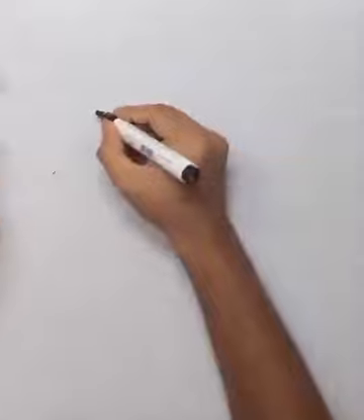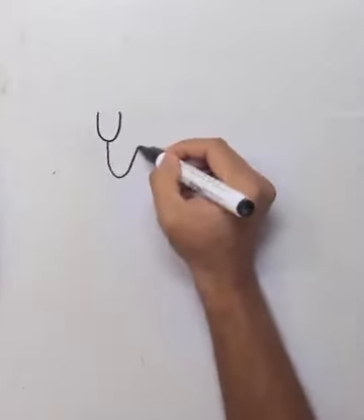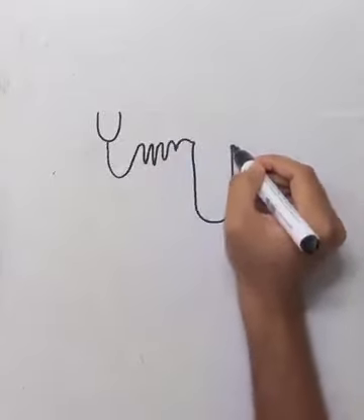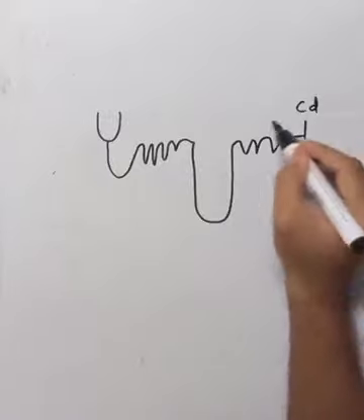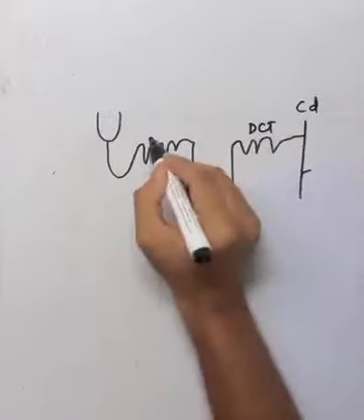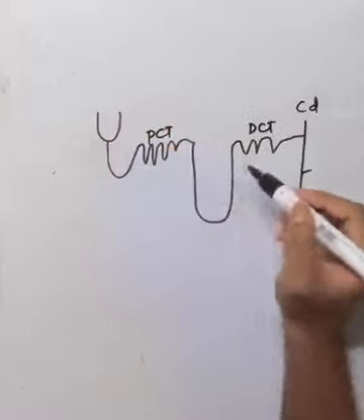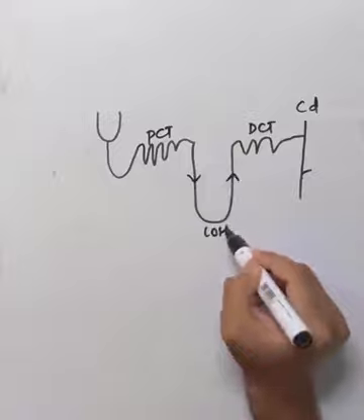ग्लोमेरुलोनेफ्राइटिस समझेंगे. So this is a basic structure of a nephron. This is called the collecting duct. This is the distal convoluted tubule, proximal convoluted tubule. This is the Bowman's capsule. This is the descending loop, ascending loop, and this is the loop of Henle.